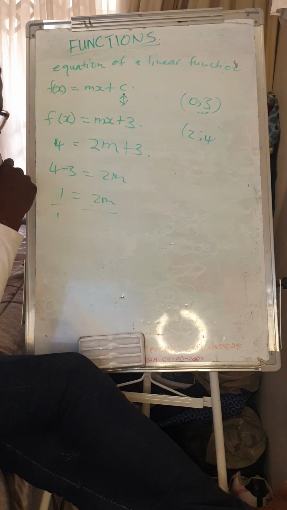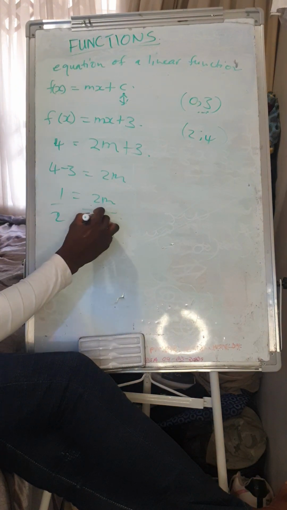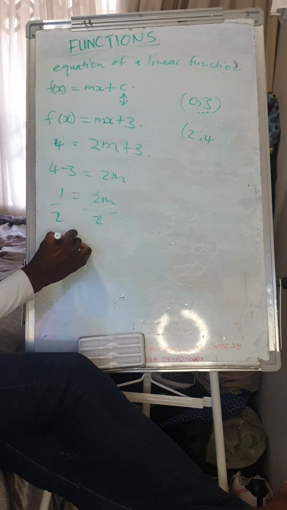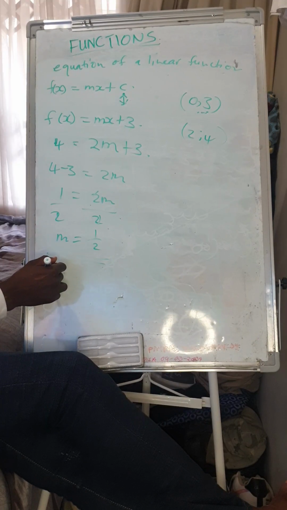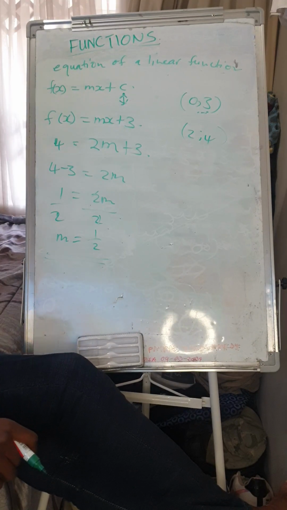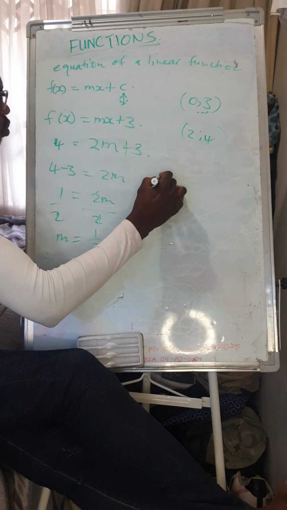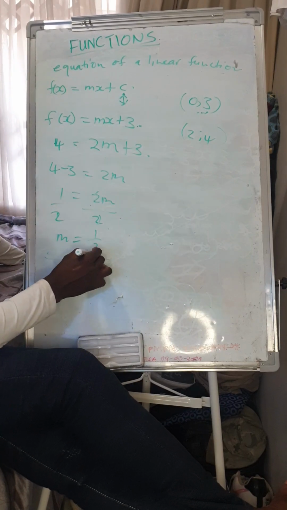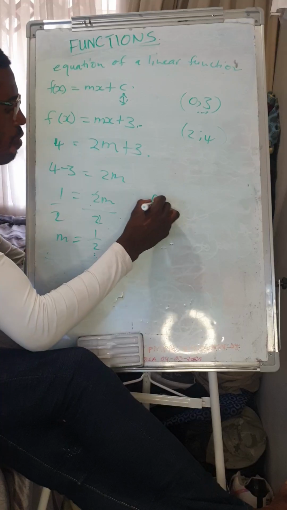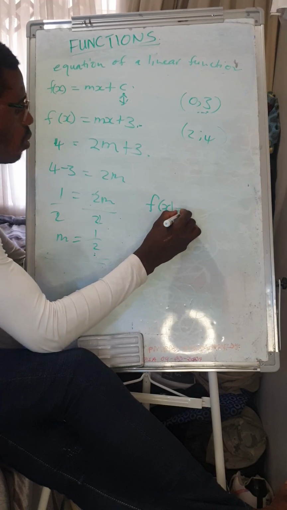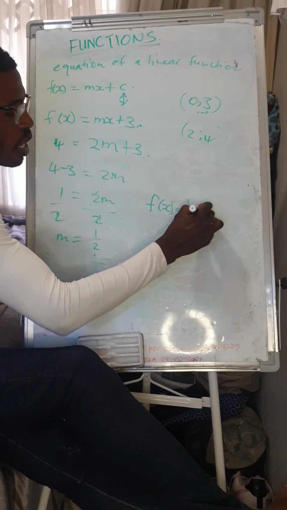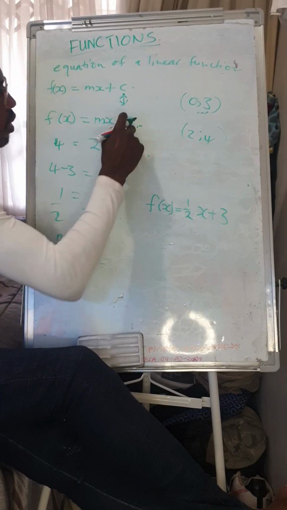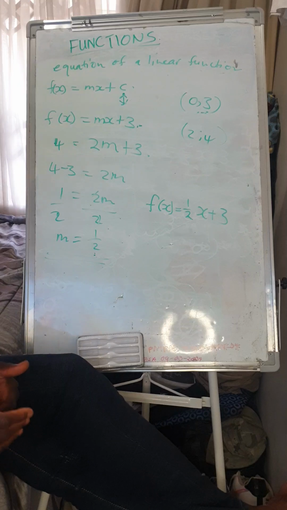Divide by 1. Divide by 2. You have m equals 1 over 2. But they say to find the equation. So now you can plug this 1 over 2 back in where we started. f of x equals, now it's 1 over 2, which is m, x plus 3. Now you have solved for your equation. That is the first way.